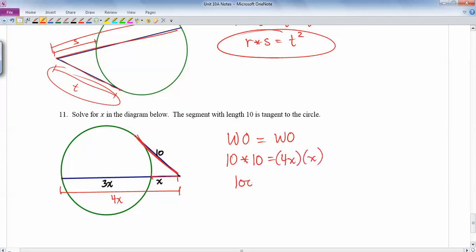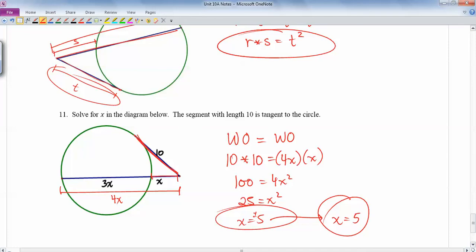So then we got 100 equals 4x squared. So if I divide by 4, I get 25 equals x squared. And then take the square root, and you get 5. So x is 5 there. By the way, really it's plus or minus 5, but then since we're talking about a length, you throw away the negative. Right?